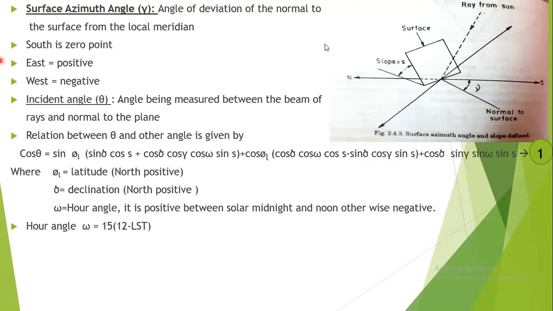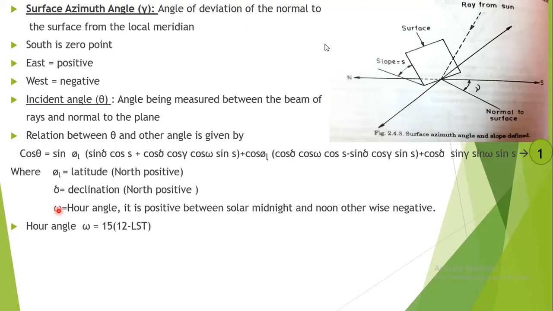assumptions. Here phi is the latitude, and for latitude north is taken as positive and south is taken as negative. And delta is the declination, where north is also taken as positive and south as negative. Omega is the hour angle. It is positive between solar midnight and noon, and in all the remaining conditions it is taken as negative. Actually at solar noon omega is equal to 0.